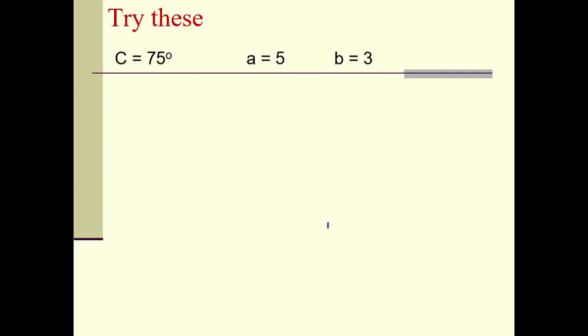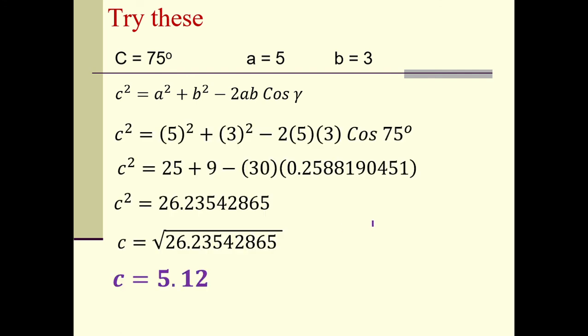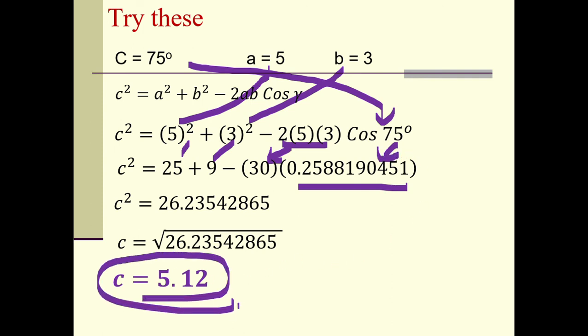Next. Sa C naman, ganun din, di ba? Papalitan lang natin, pinalitan lang natin yan ng 5, 3. Yung 75, ito yun. So, 25, 3. So, we have, this is 30. This one is value ng cosine of 75. So, makukuha natin yan is 512.